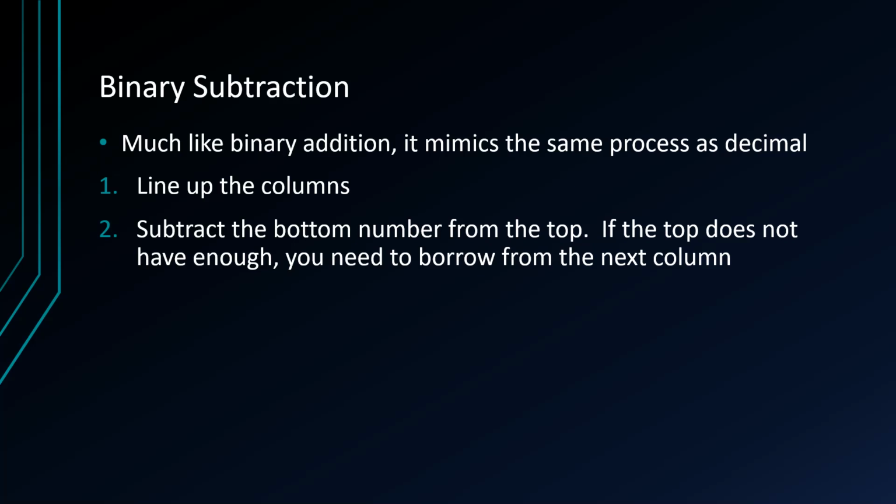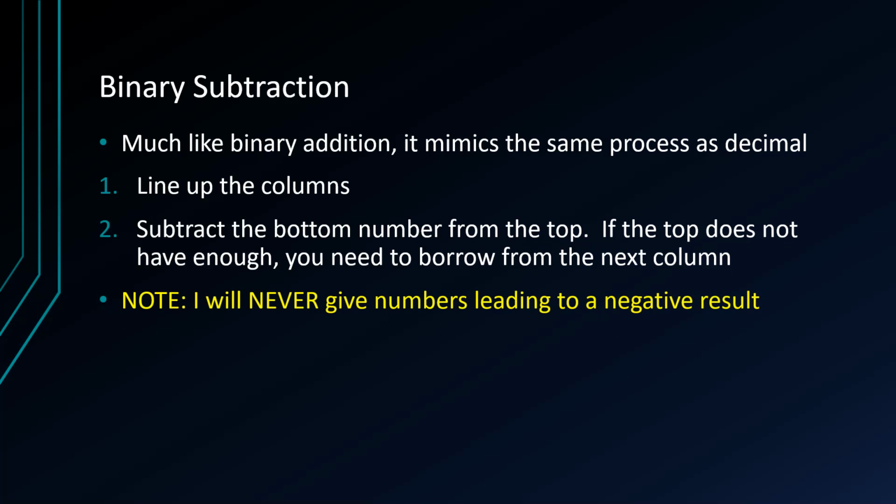However, you may run into the situation where the top number is not big enough. For example, you might end up with a 3 subtract 5. Well, you can't subtract 5 from 3. So what do you have to do? You have to borrow some from the next column over. Let's take a look at the decimal version. That's just a highlight telling you that I'm never going to give you the situation where it becomes negative.